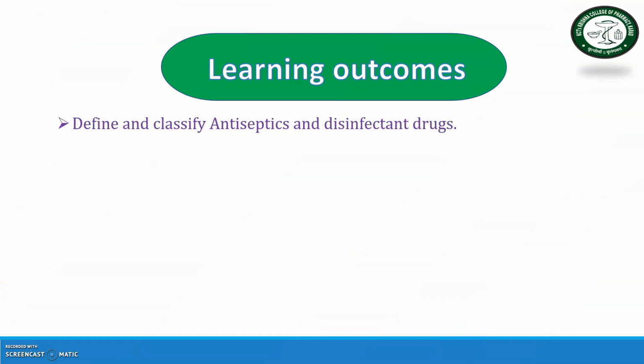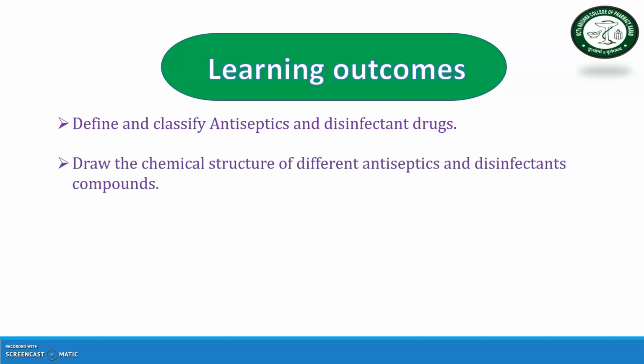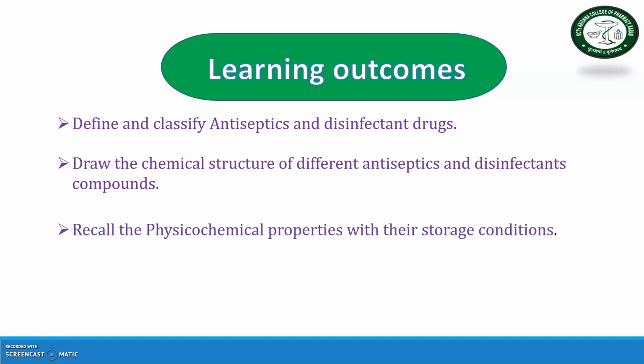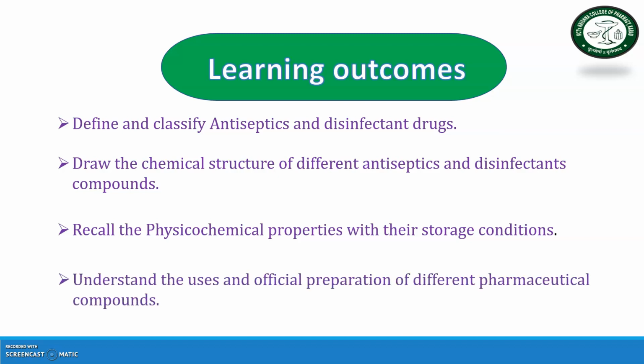So, what are the learning outcomes? The learner, after completion of this topic, will be able to define and classify different antiseptic and disinfectant drugs, then draw the different chemical structures of antiseptic and disinfectant drugs, then recall the physicochemical properties, that is, physical and chemical properties of specific drugs with their important storage conditions, and understand the uses and official preparations of the different pharmaceutical compounds. So these are the four very important learning outcomes that will be achieved after completion of antiseptic and disinfectant.